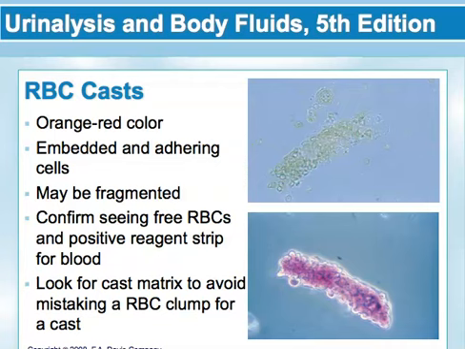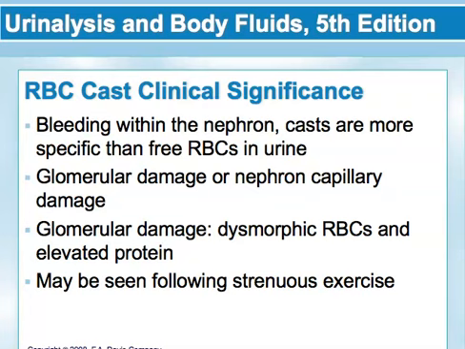It's important to correlate the presence of a possible red cell cast with the reagent strip results and the presence of red cells in the microscopic exam, because it's highly unlikely that red cell casts would be present without the other. So you would not expect to see a red cell cast if your reagent strip is not positive for blood, or you're not seeing individual red cells.